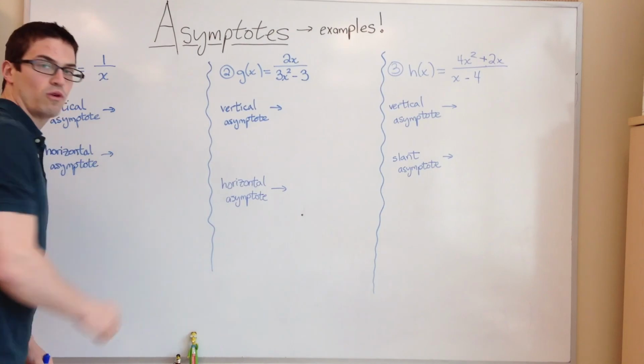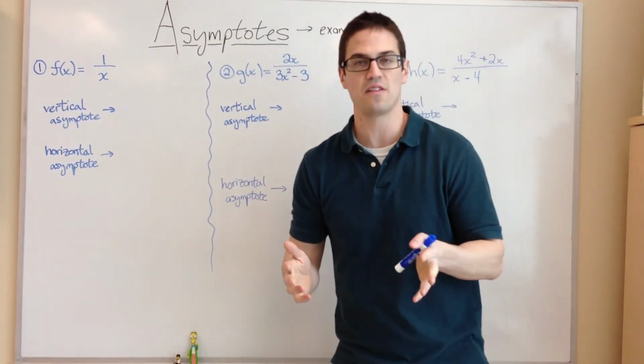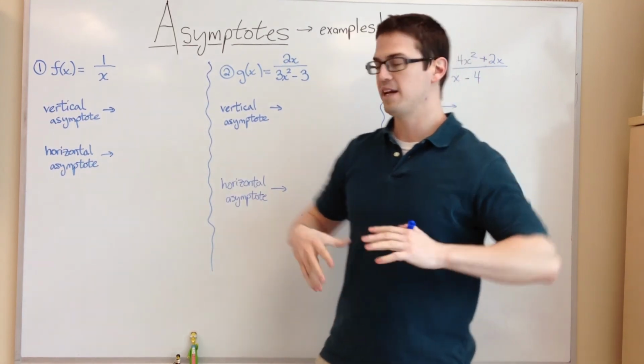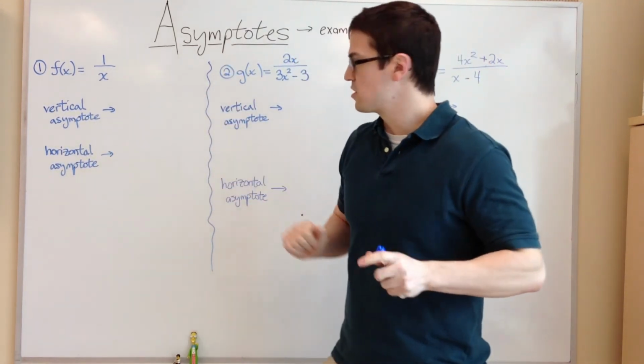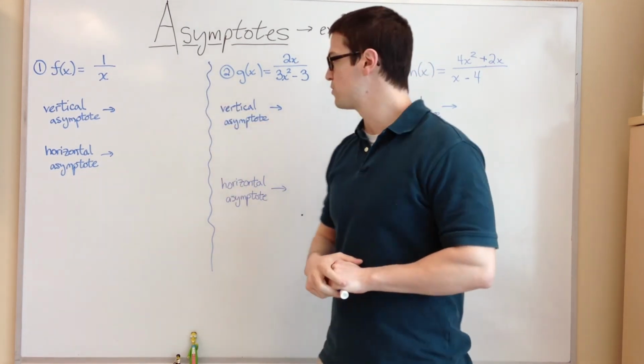For this first one, we're going to start off nice and easy with just f of x equals 1 over x. We saw this example twice before already. We figured it's a great place to start just in case you didn't see the other two examples. So we're going to start with this function right here.